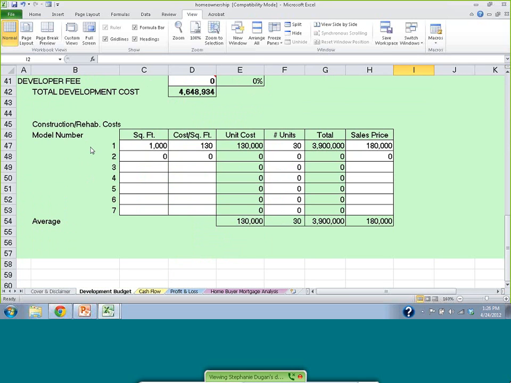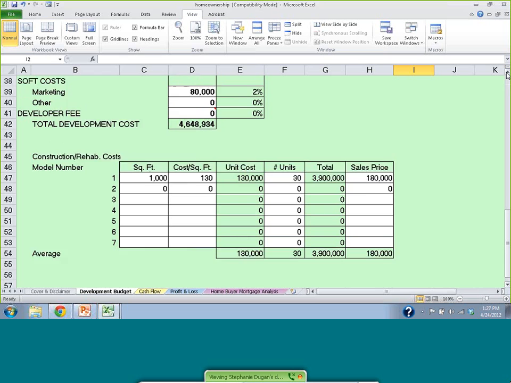We're going to build 30 units at 1,000 square feet. The cost per unit is $130 per square foot. So our units are going to cost us $130,000 per unit to build, and then our sales price is projected to be $180,000 per unit. Let's scroll back up to the development budget.